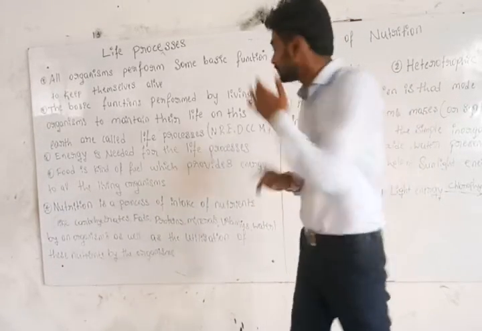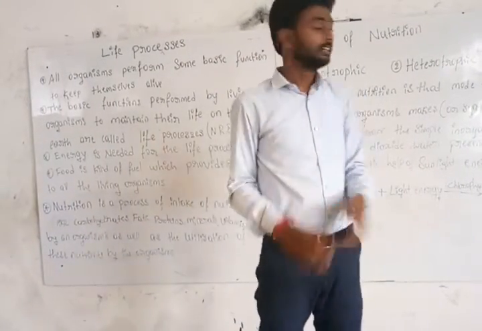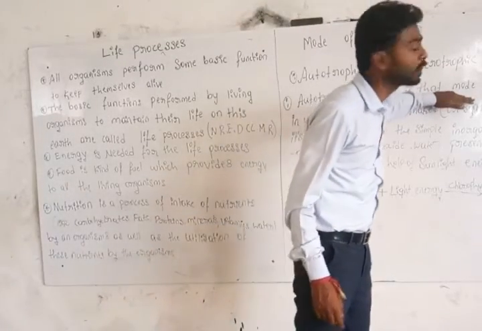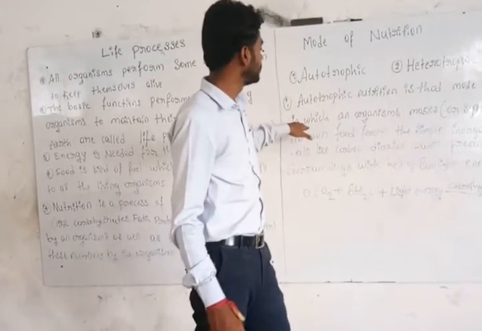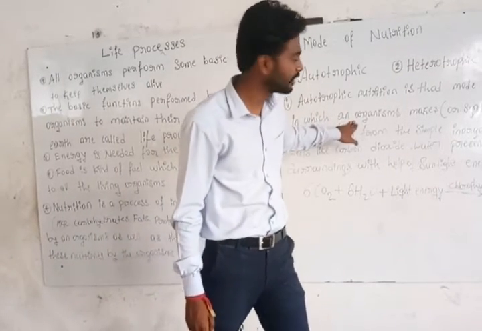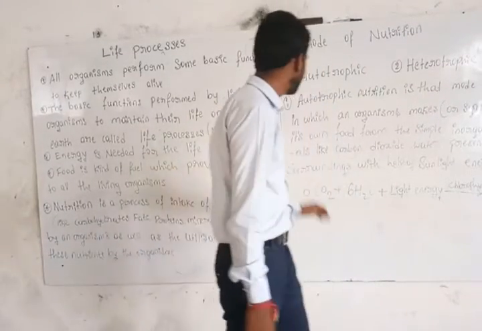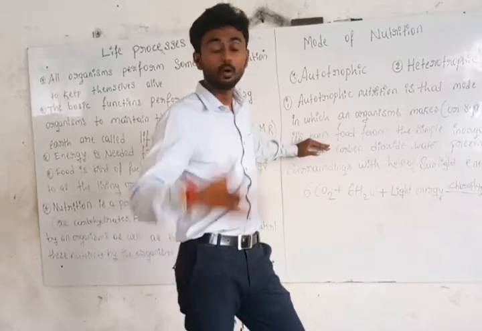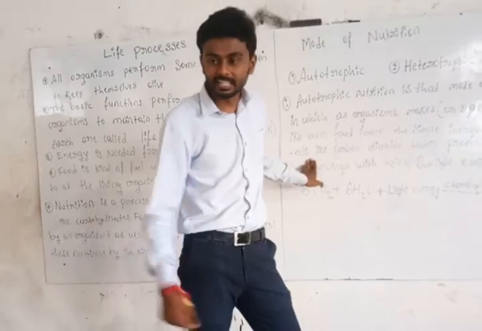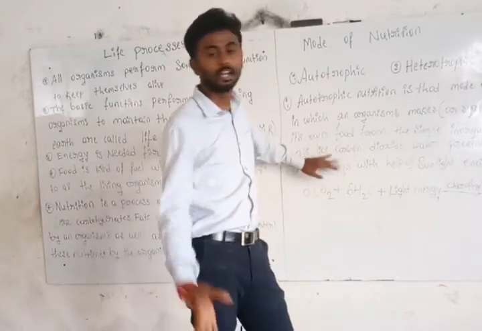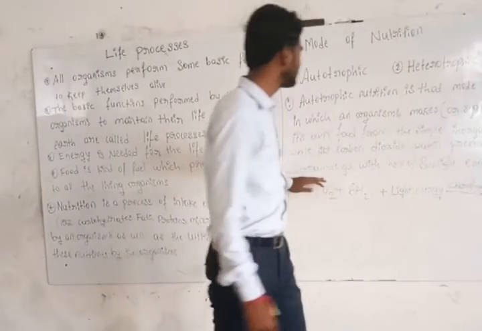Clear? Yes, sir. So, dear students, autotrophic nutrition. Auto means what? Self. Autotrophic nutrition is the mode of nutrition in which an organism makes or synthesizes its own food from simple inorganic materials, like carbon dioxide and water, present in the surroundings.